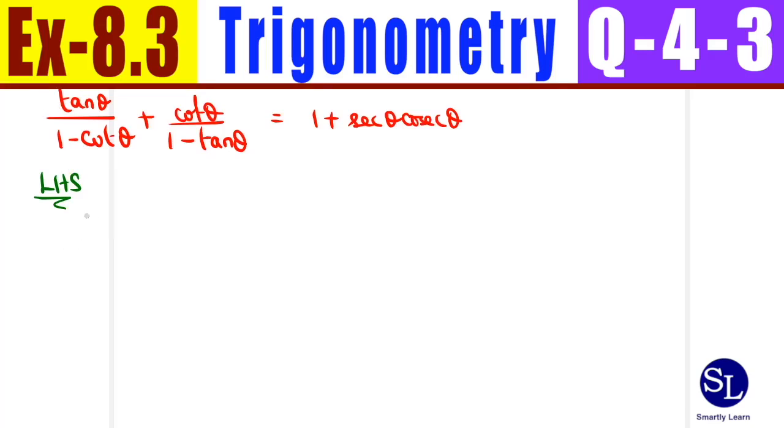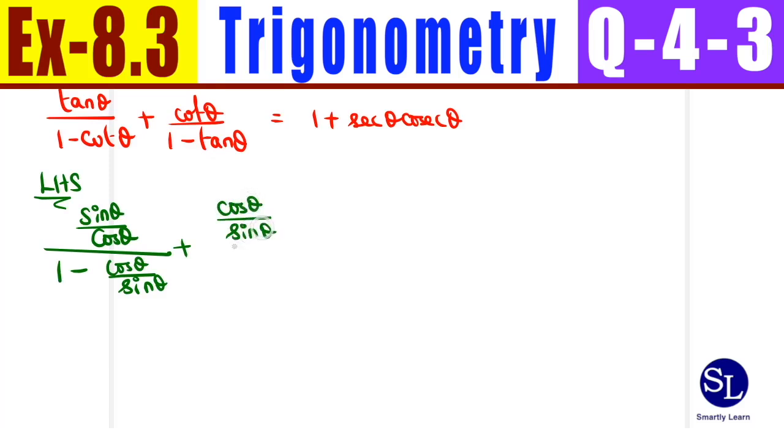So tan theta can be written as sin theta by cos theta. That's just the numerator, divided by 1 minus. Now cot theta is nothing but cos theta by sin theta. Now let's repeat this process for the second fraction. So this time it is cos theta by sin theta, the whole thing divided by 1 minus sin theta by cos theta.